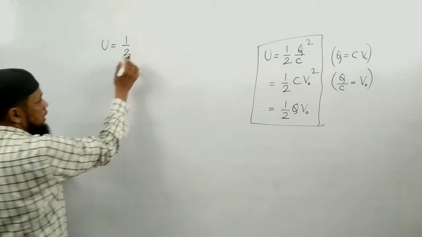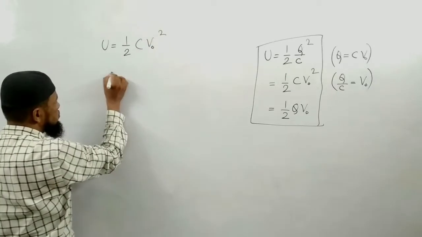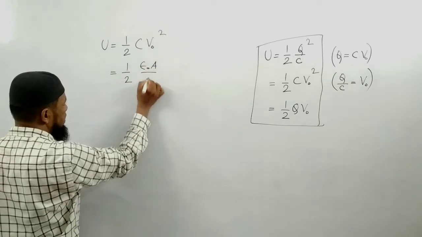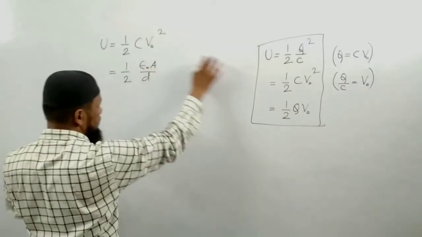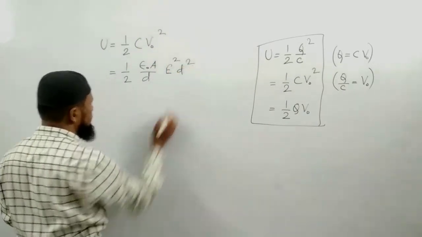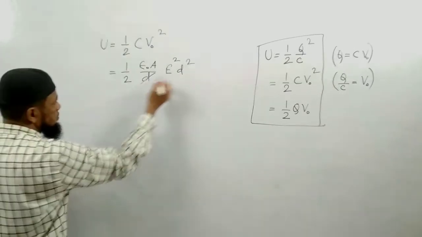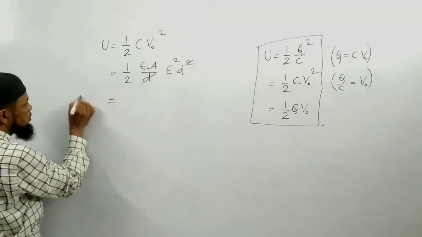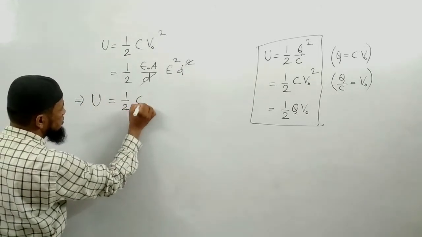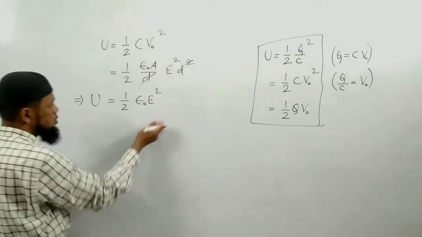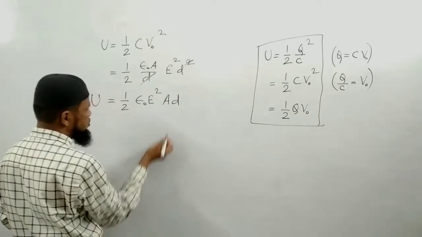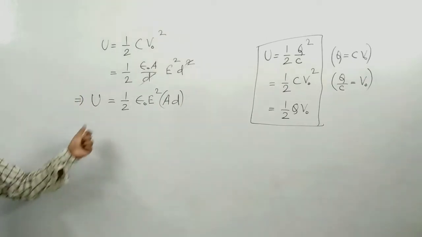Now again, U is equal to half C V naught square. We know the capacitance of a parallel plate capacitor is epsilon naught A divided by d, and V naught is equal to electric field into distance. So V naught square is equal to E square d square. One of the d cancels out. So we get the expression of electrostatic energy as half epsilon naught E square, area, cross-sectional area of the plates, into separation. What does it give?